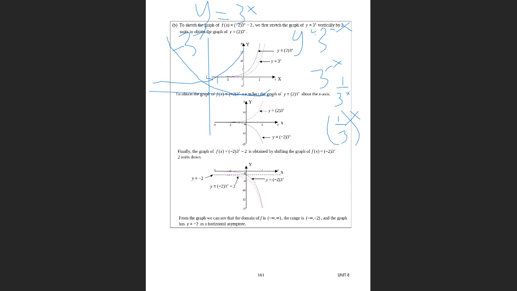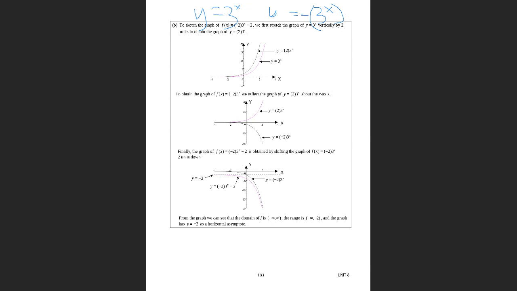So if you negate the y, you are going to have something like this. The original function is y equals 3 exponent x. So if you negate the y, you are going to have y equals negative 3 exponent x. Remember that the negative is independent of the exponent, because the base can never be negative. So the negative is just a number in front of the exponent.